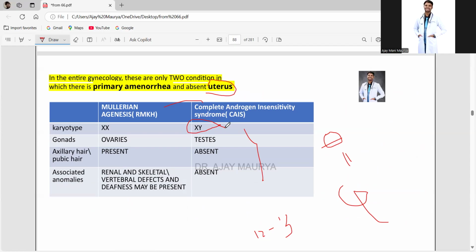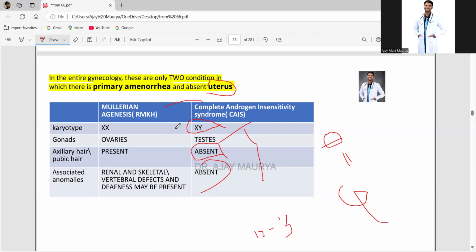That's why it leads to what? It seems to be a vagina, but the actual sex is baby boy only. Now the gonads are testicles. Remember, in complete androgen insensitivity syndrome, there is no axillary hair and no pubic hair.